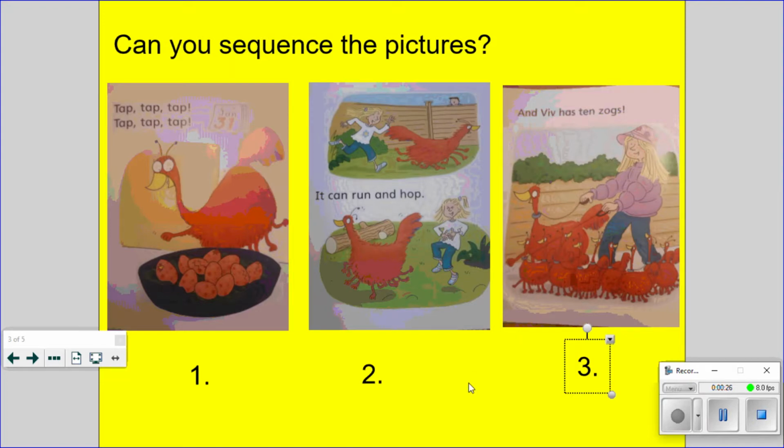Which picture came first? Which picture came next? And which picture came last? Have a look and see if you can tell your grown-up which order they should go in. If you like, have a go at drawing the pictures in the correct order.